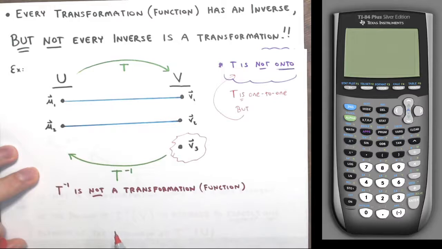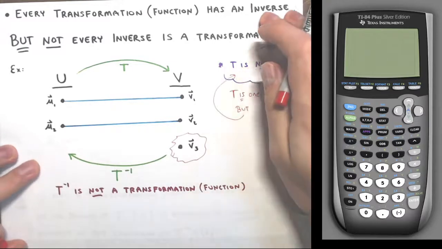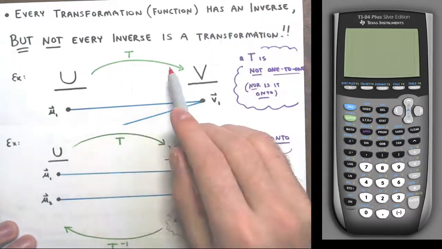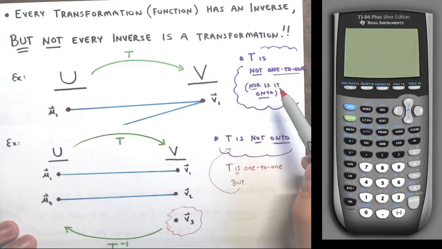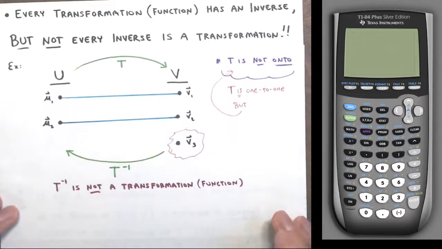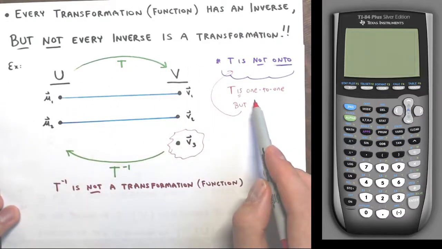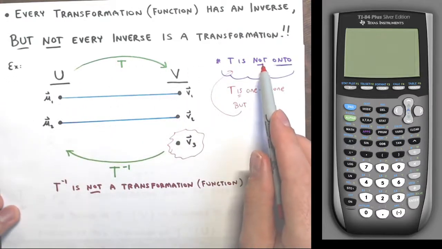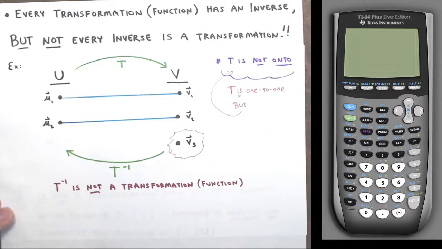All right, so we saw that on the previous page, when T was neither 1-to-1 nor onto, T inverse wasn't a transformation. When T is 1-to-1 but just not onto, the inverse is not a transformation. Right. How about if it's onto but not 1-to-1?